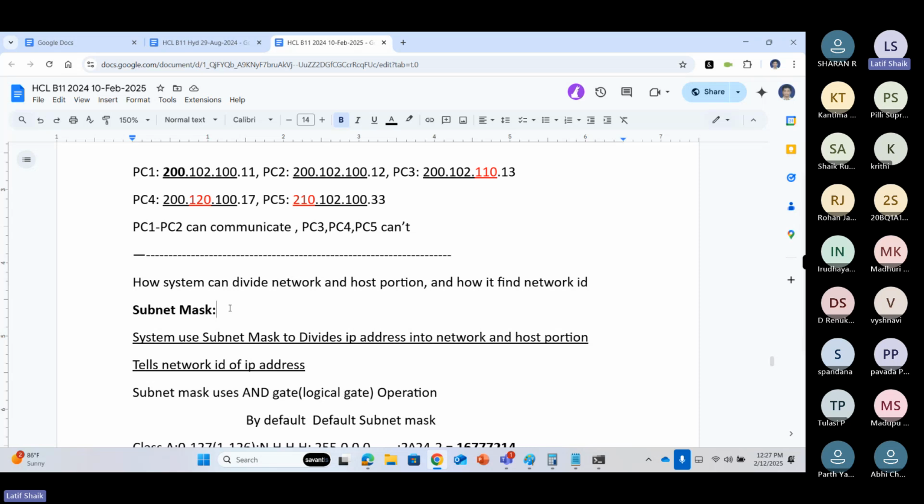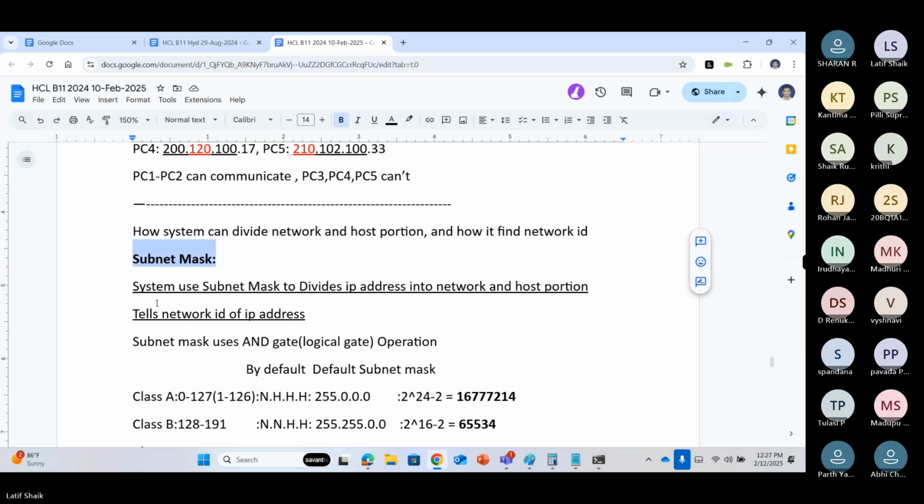So the system uses the subnet mask. The system uses the subnet mask to divide the IP address into network and host portions. This subnet mask also tells what the network ID of your IP address is. Based on the subnet mask only, your network and host portions are divided and we get a network ID. The subnet mask uses AND gate operations to get the network ID or network portion.